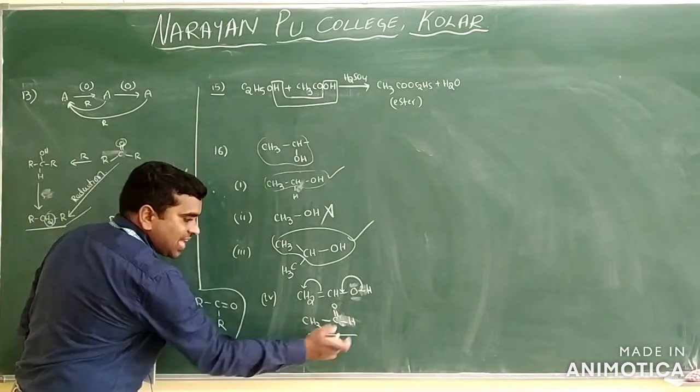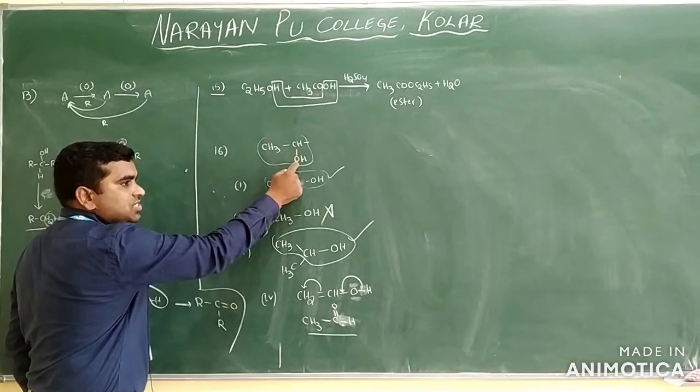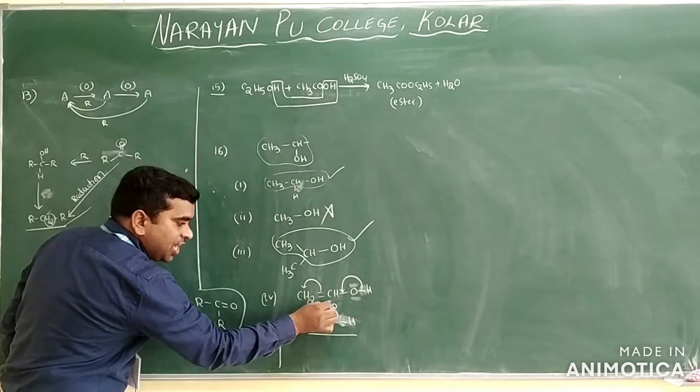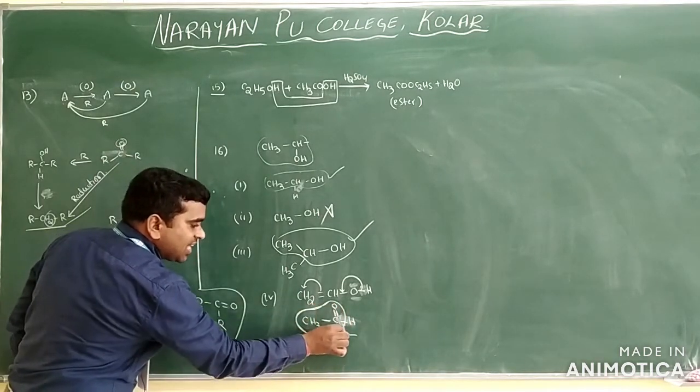When these are aldehydes, for alcohols what group should be present? CH3CHOH. For aldehydes and ketones, a CH3CO group should be present, then they give the iodoform test.